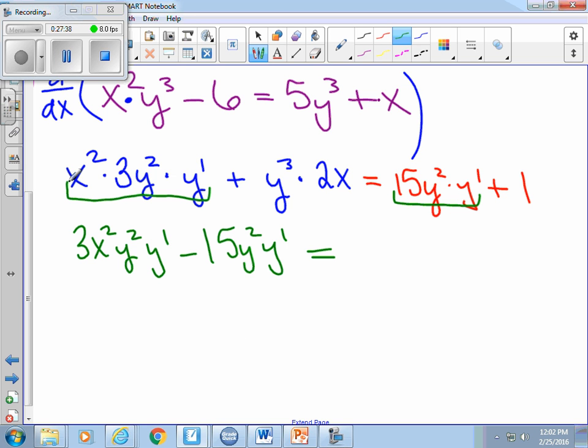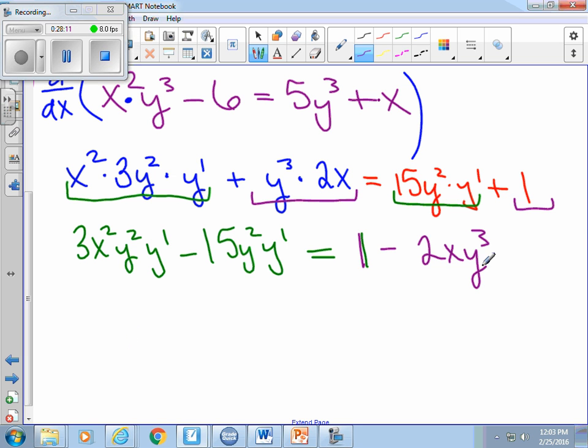Okay, I put the 3 in front. You can leave it in the middle if you want. Okay, any questions so far? Subtracted the 15y squared y prime over. And then the purple parts of the equation. 1 minus 2xy cubed. The purple part.